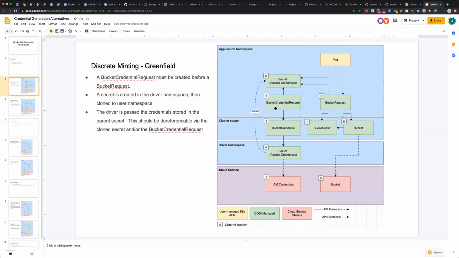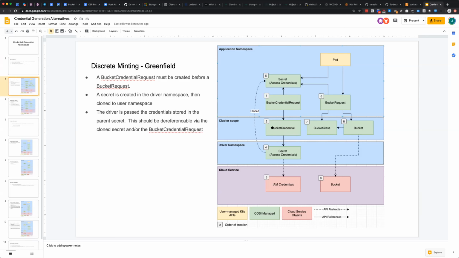So a user would create a bucket credential request that would create a cluster scoped bucket credential, which is essentially just a dereferencing tool. It has to exist because the driver can't see into user namespaces. So it has to look somewhere. Cluster scoped objects are the method by which we communicate with the driver. So that to me just makes sense.